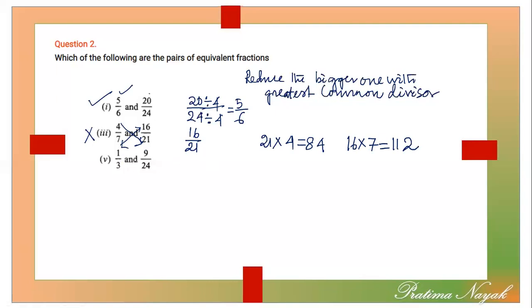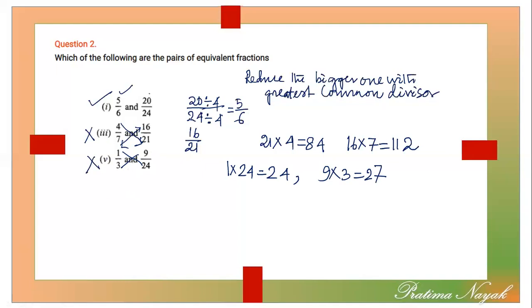Now coming to the fifth one. So 1 into 24 is equal to 24. 9 into 3 is 27. Are they equal? No, they are not equal. So this is again not equivalent fractions.